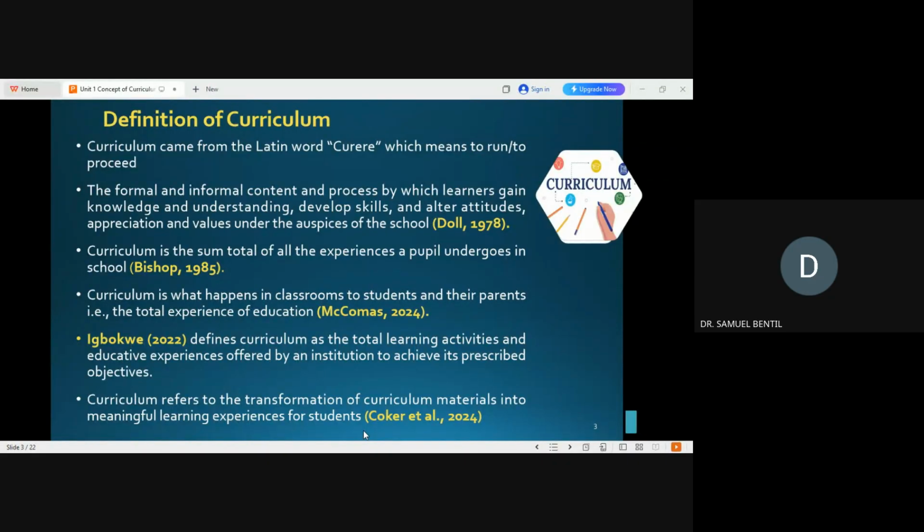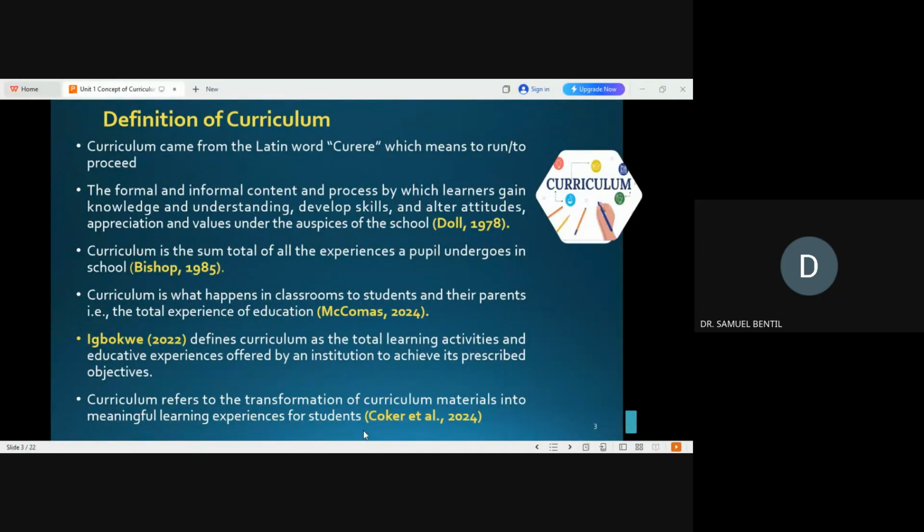When you also look at Ronaldo in 78, he is of the view that curriculum is formal and informal content and process. When we say formal, another name for formal is planned. If it is not planned, it is unplanned. So anytime you see formal, it means that everything in the learning activity is prescribed, predetermined in a codified document. So formal, planned, or official, these are the same thing, referring to the same thing.